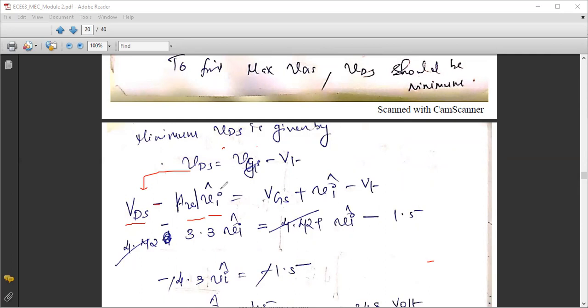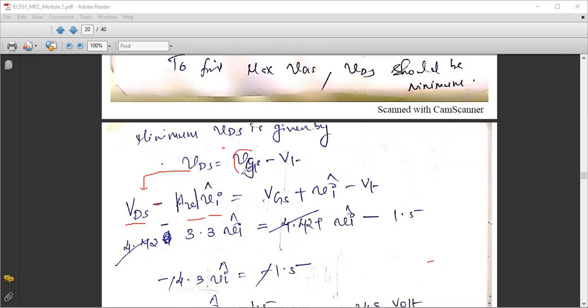The change in the input is actually getting amplified and produced at the drain terminal, so that the overall drain voltage can now be represented as capital VDS, that is your DC output, plus negative of AV into VI. Why negative? Because you know that the MOSFET is acting as an inverting amplifier. That is why I put negative instead of positive.